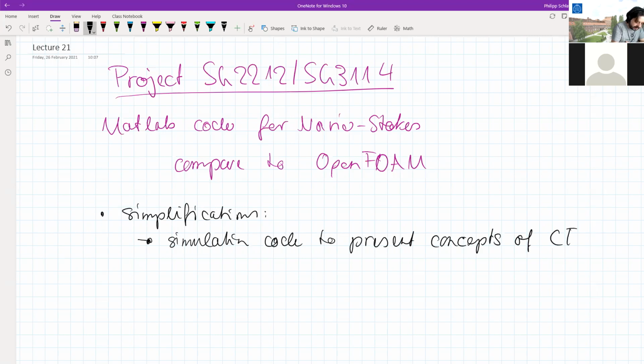of CFD. So one main limitation, or simplification, is that you should maybe not use that code for doing production runs. It's more to understand what can be done and how things can be done in CFD. So for instance, the simplifications would be, well, we only look at incompressible flow.